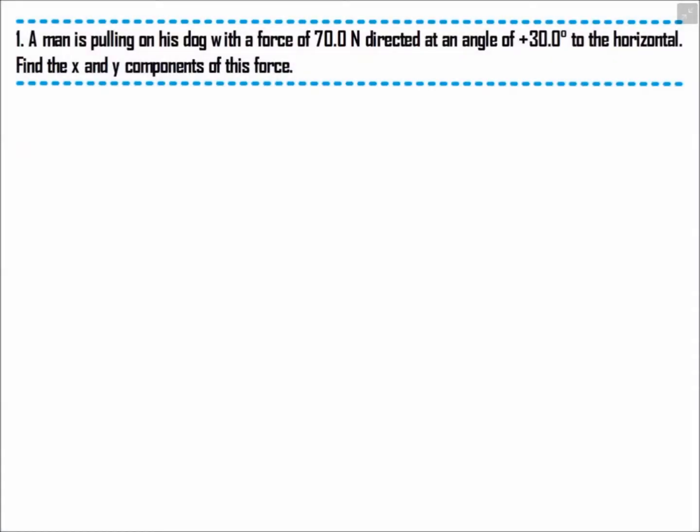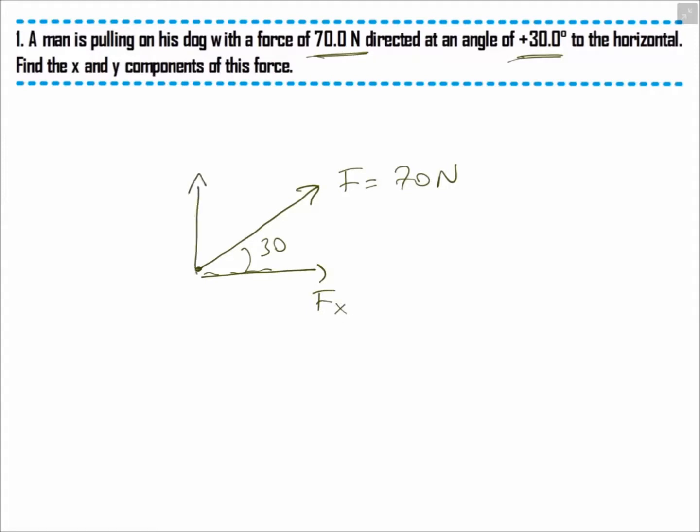In this question, it says a man pulling on his dog with a force of 70 Newton directed at an angle of positive 30 degrees to the horizontal. Find the x and y component. So this is the force, which is 70 Newton. The angle here is 30 degrees. And we have to calculate the x and the y component of it.